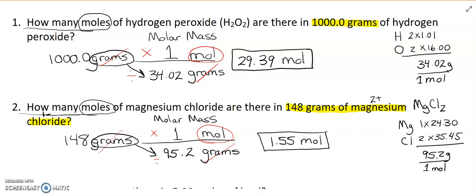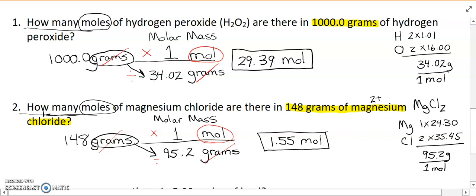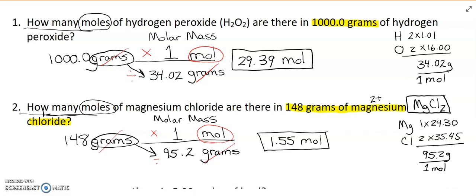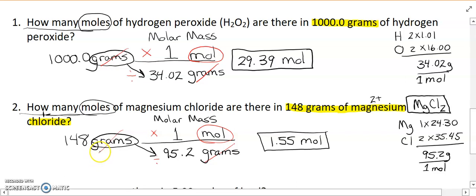In number 2, they don't give you the chemical formula. It is really important to use your periodic table to realize that magnesium is a 2+ charge and chlorine is a 1- charge, therefore giving me a chemical formula that is MgCl2. Chemical formulas are really important because if I have the formula wrong, there's no way I can get this problem right. So I started with 148 grams.